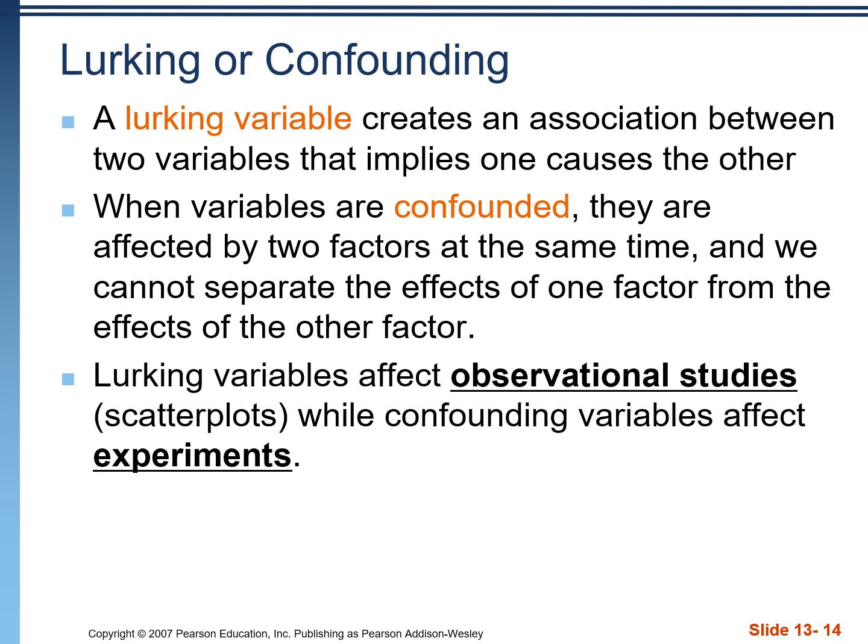Lastly, we've previously talked a lot about lurking variables, especially in Unit 2. A lurking variable creates an association between two variables that implies that one causes the other. Within experimental design problems, we have a different term. It's called confounding. And when variables are confounded, they're affected by two factors at the same time. We can't separate the effects of one factor from the effects of another.